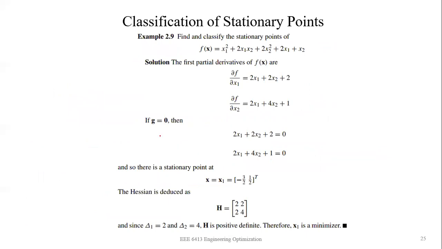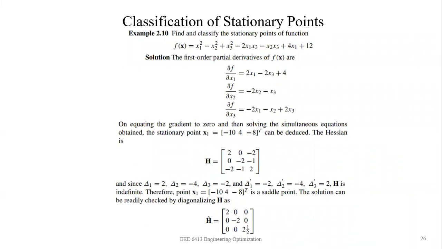Another example, 2.9, the function given. A similar problem we have already done. We just get the first derivative, set the gradient equal to 0, find the stationary point, find the second order derivative, find the Hessian matrix, and your leading principal minors will give you a positive definite matrix. So X1 will be a minimizer. You can easily conclude the thing. These are repetitions, so that is why we're going quickly.